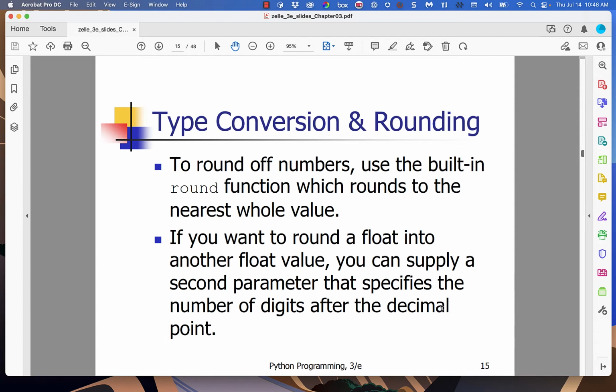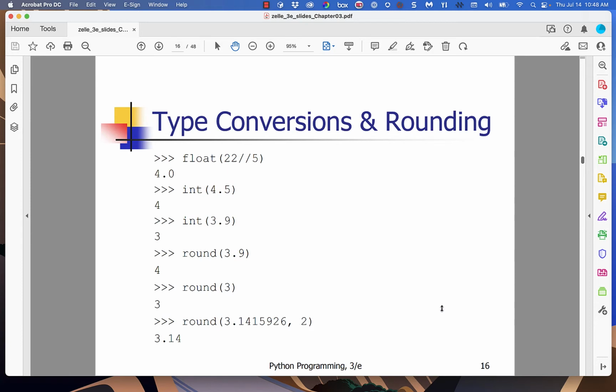Now, what if you wanted to round a float and come up with a float, but just round how many digits of decimal fraction you had? Well, you just use a second parameter on the call to round. Let's see that. Okay, so here we're at the REPL again.